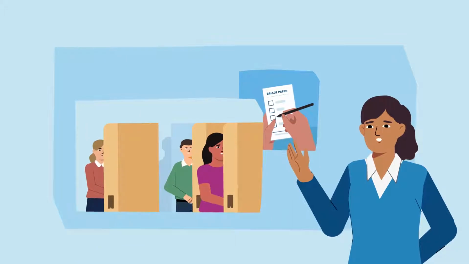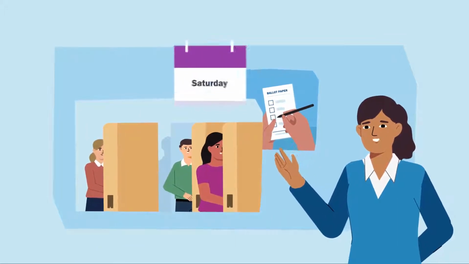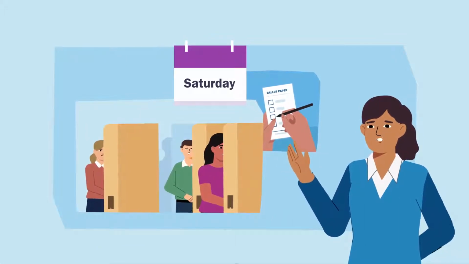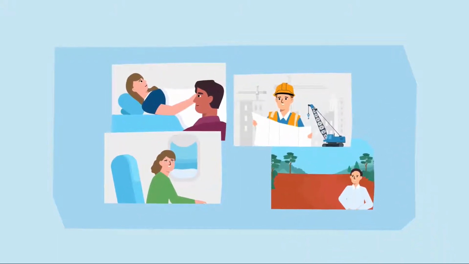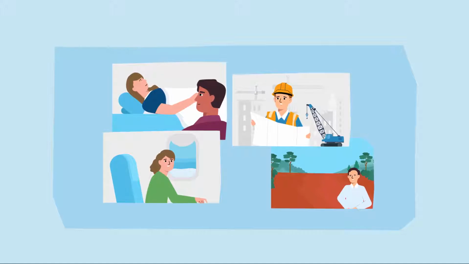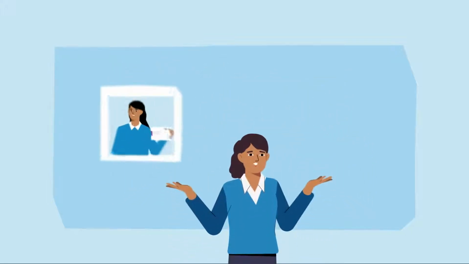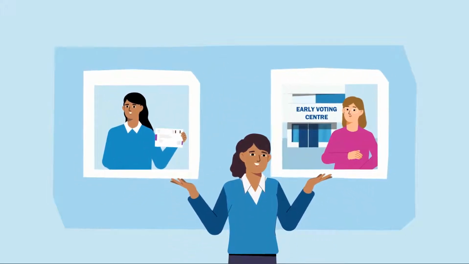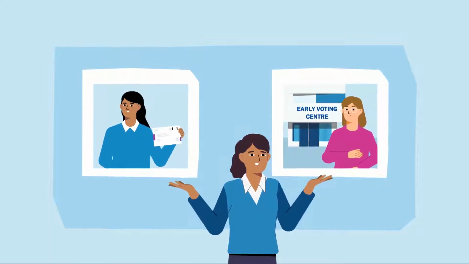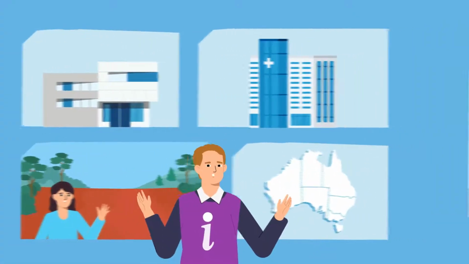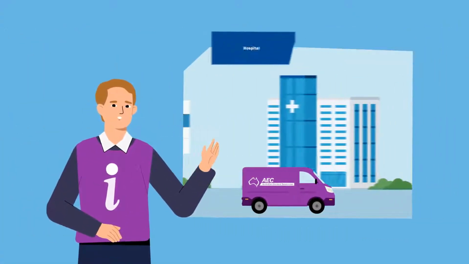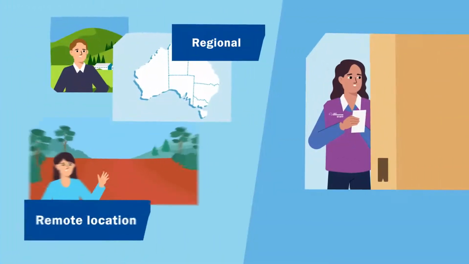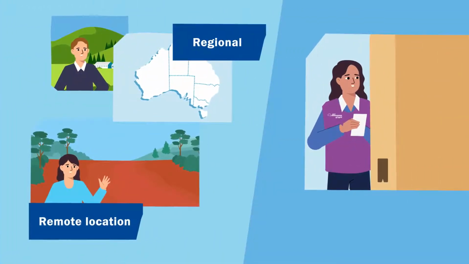Most people vote on election day, which is always on a Saturday. Remember that voting is compulsory, so if you can't vote on election day, it's important to organise another way to vote, such as by postal vote or voting early in person at an early voting centre. The AEC also travels to aged care homes, hospitals, regional and remote locations to ensure everyone gets to vote.